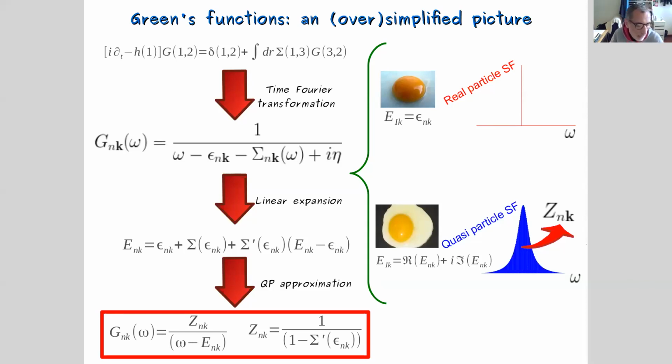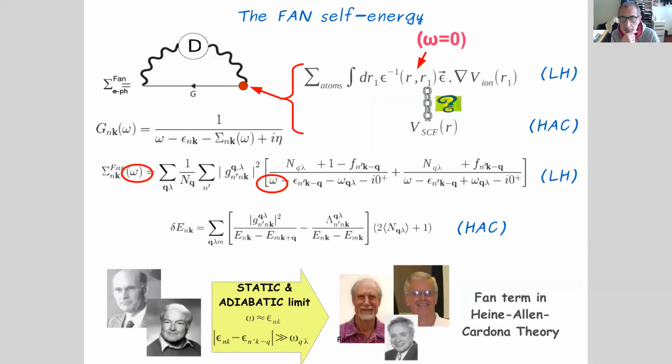Now, in general, this correction can be tiny or large, depending on the strength of the interaction. Every time I will go back to the size of the corrections in the specific case of the electron-phonon problem. If you go to the literature and see how to derive the GW self-energy in the case of the phonon interaction, you can realize that the Heine-Allen-Cardona theory is just an adiabatic limit of the self-energy.